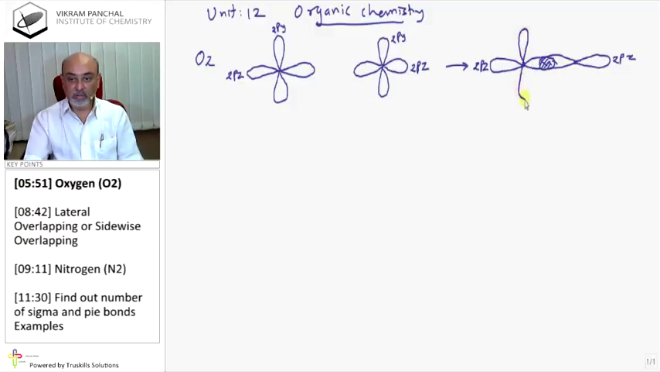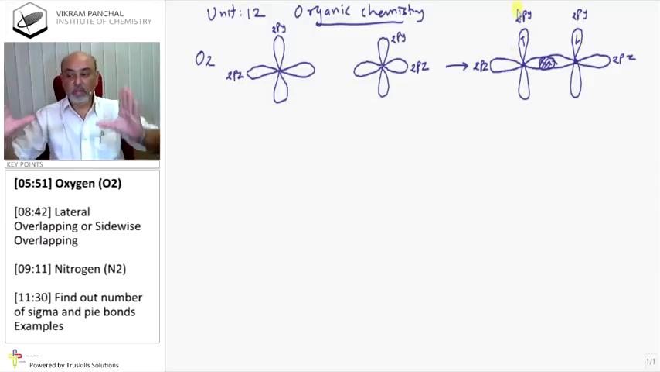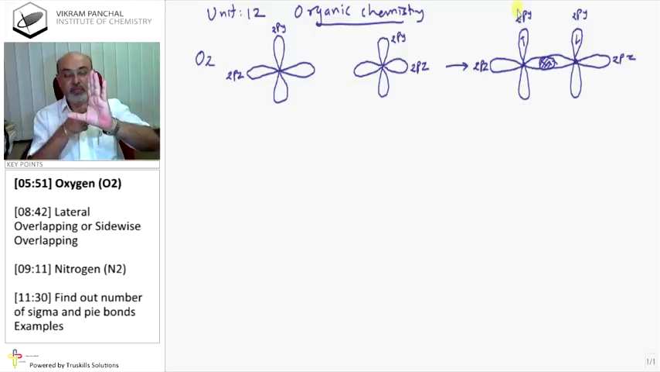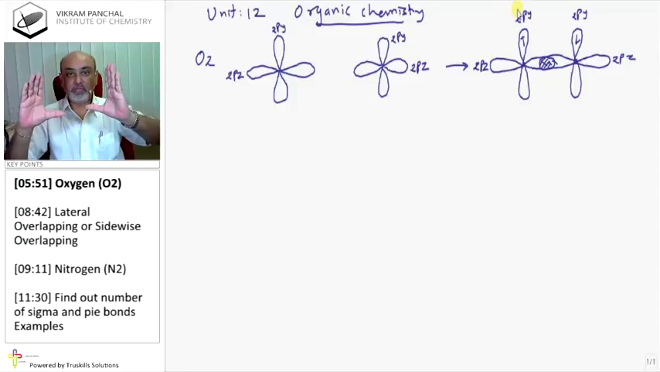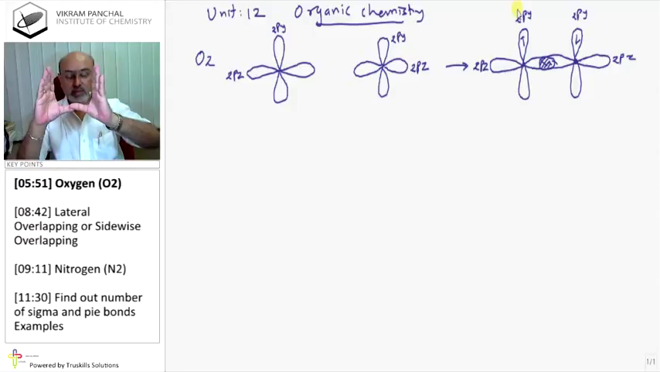But 2py orbitals remain perpendicular to z-axis and parallel to each other. Each one has one unpaired electron and the spin is opposite. So definitely they will attract each other. But see, this is 2pz orbital, this is 2py orbital. 2pz, 2py. When two oxygens directly approach each other, there will be overlapping on z-axis. So 2pz, 2pz overlap with each other.